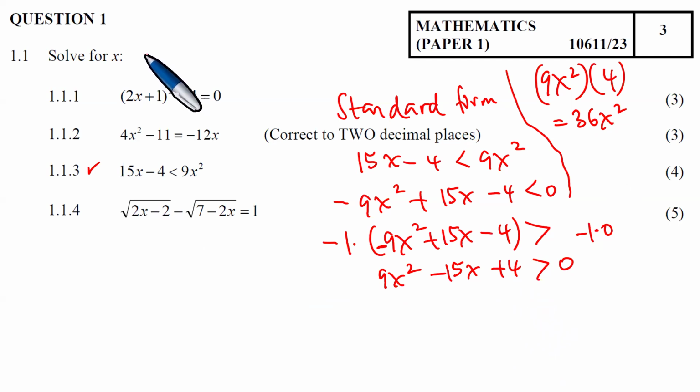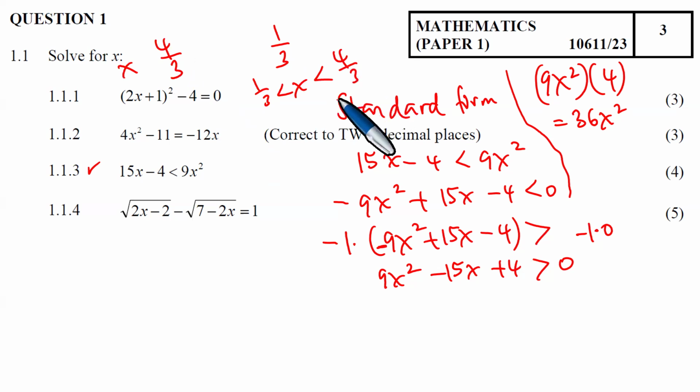I got 4/3 and 1/3. What are the inequalities here? Is x less than or greater than? I said 1/3 is less than x, and 4/3 is greater than x. Okay, let's write your answer well, because we're just going to compare now with the answer we're going to get.